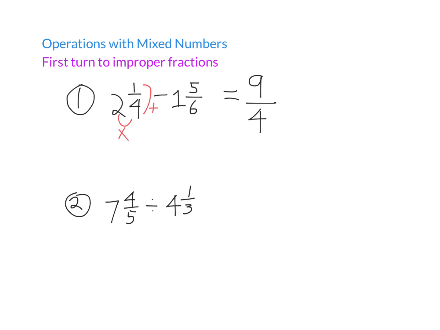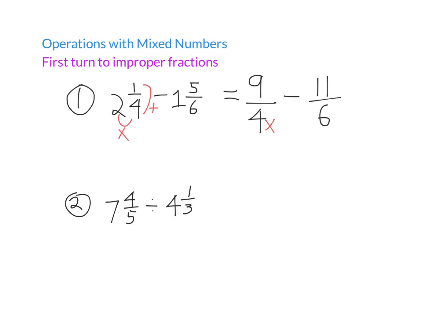Let's do the same here. I want to convert this to an improper fraction. So I go 1 times 6 is 6, plus 5 is 11. 11 goes on top, and I keep the same denominator. So this is 9 over 4 minus 11 over 6. Now I'm going to use the strategies on the previous slide. I need to make these two have the same denominator before I can subtract. The lowest common multiple of 4 and 6 is 12.